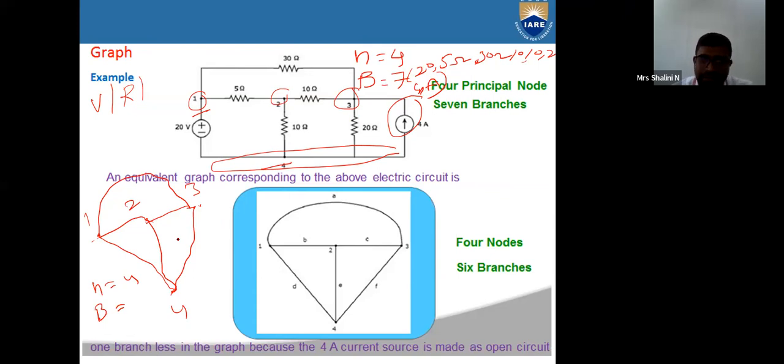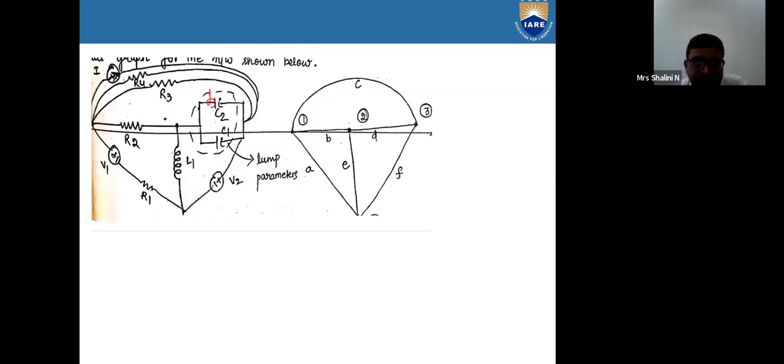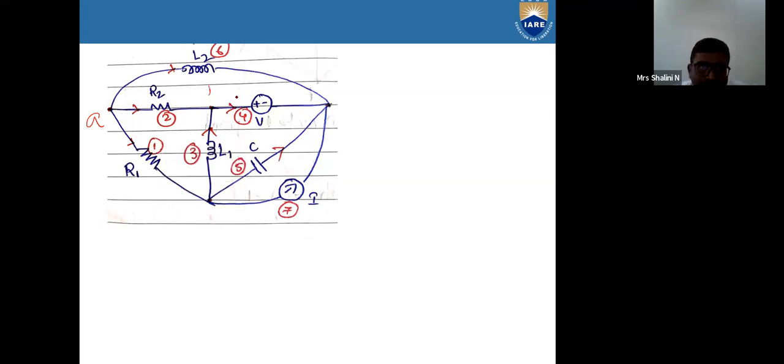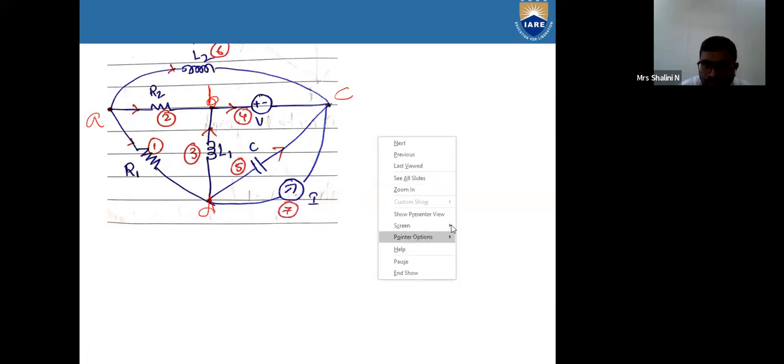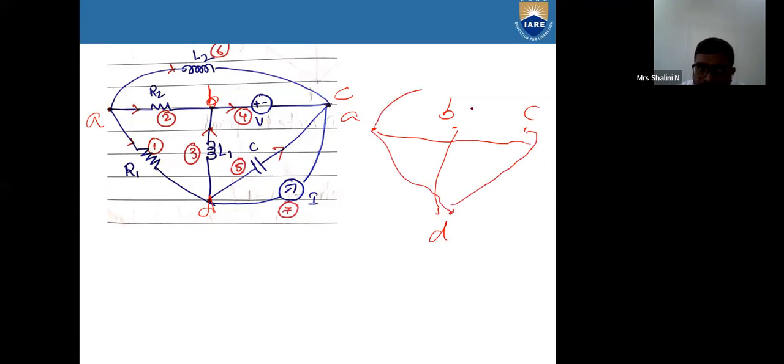See, for this one I am drawing a graph. This is node A, node B, node C, node D. For this graph: A, B, C, and this is D. Okay, this is your graph.